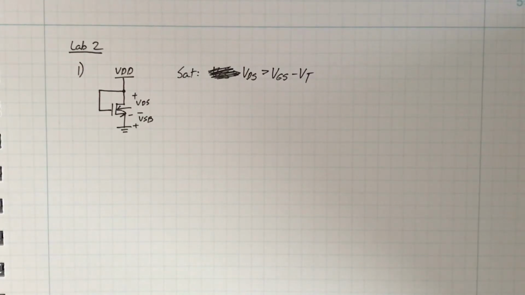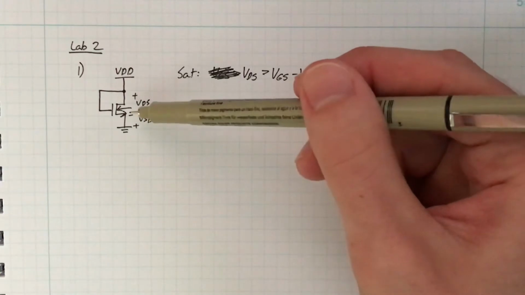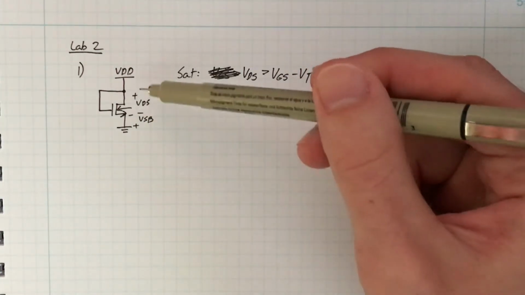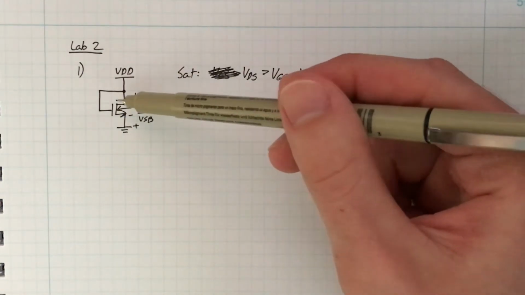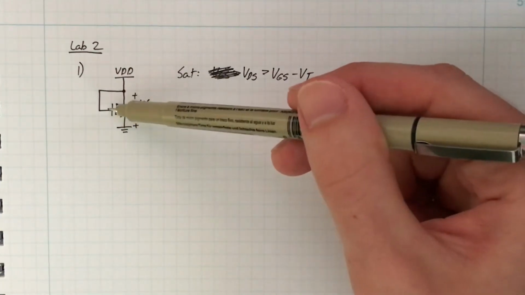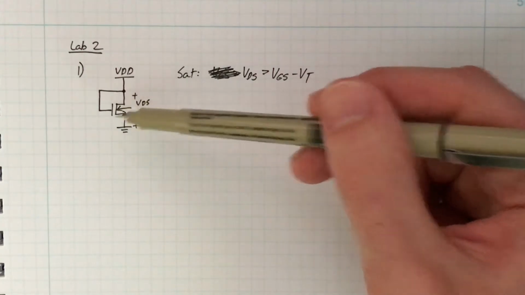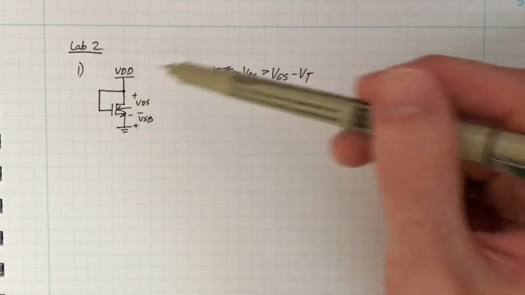So I've drawn that circuit here already. In this lab we're going to be varying the drain voltage and the body voltage as I've shown here. And this transistor is diode connected as shown. Diode connected means the gate and the drain are at the same potential at all times. They're hardwired together. And so we call that a diode connected connection.